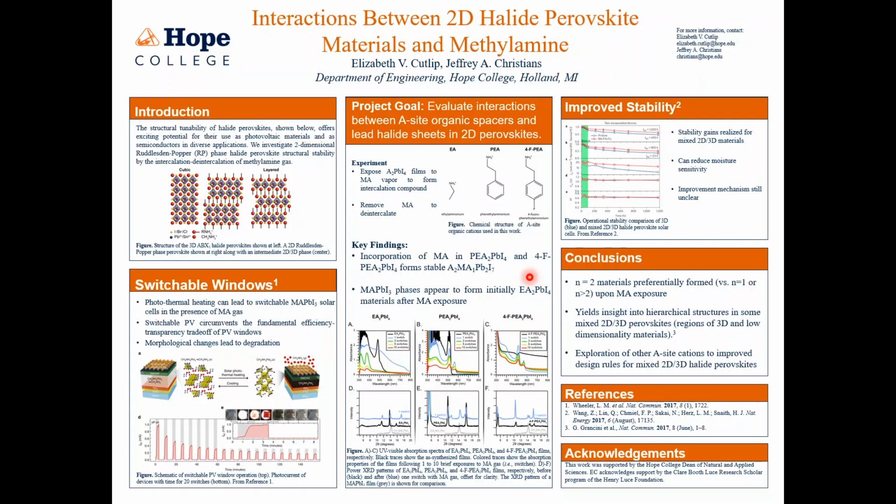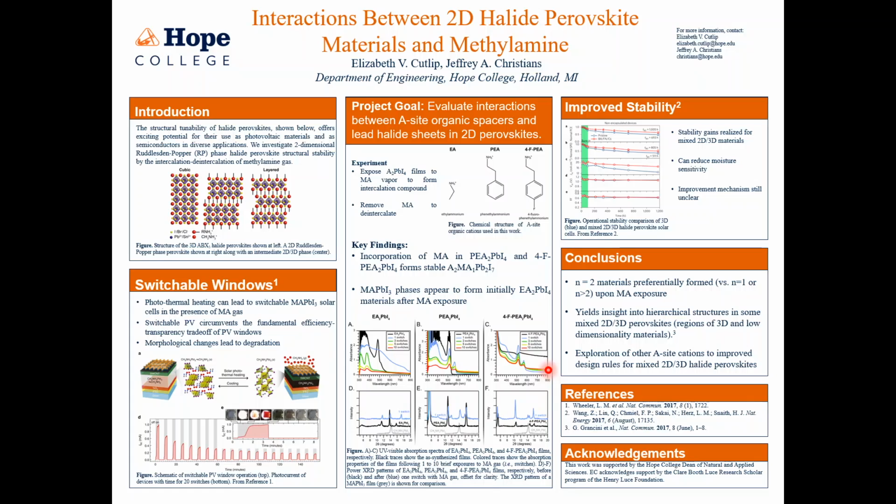Experimentally, we have so far tested three different 2D spacer molecules: EA, PEA, and 4-fluoro PEA. This was done by exposing the 2D perovskite thin films to MA vapor to change their color. We then analyzed changes using absorbance and X-ray diffraction after methylamine had been removed. Some key findings within these experiments were that the exposure to MA gas caused PEA and 4-fluoro PEA to form a mixed 2D, 3D perovskite phase. You can most clearly see this in the absorption data right here.